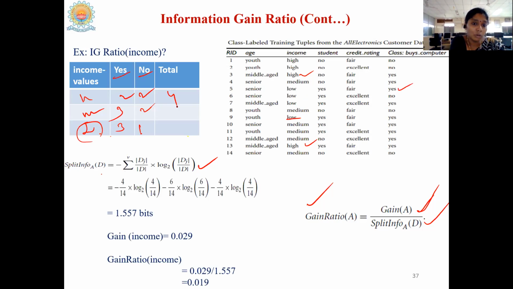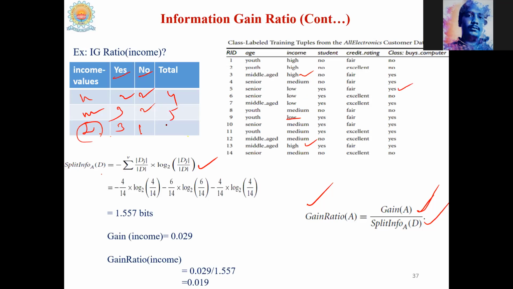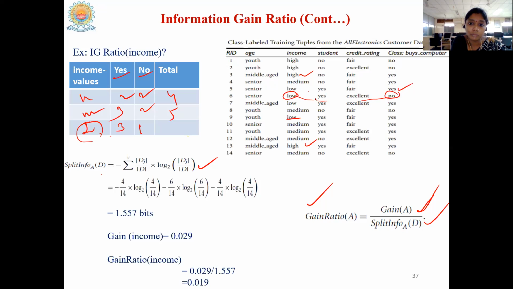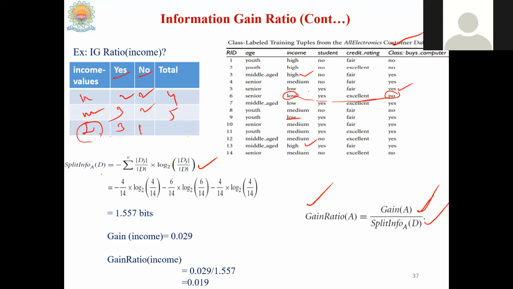Ma'am, in low there are 4 yes? Let me check. So here is yes, here there isn't. We are having no. The ultimate class label we need to consider, not student or credit rating. Ma'am, medium is yes, is it clear? There are 4, ma'am. Let me cross-check.